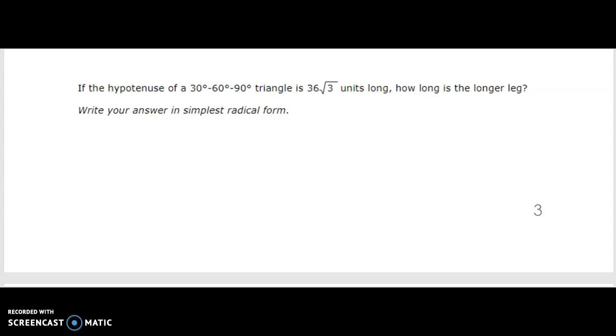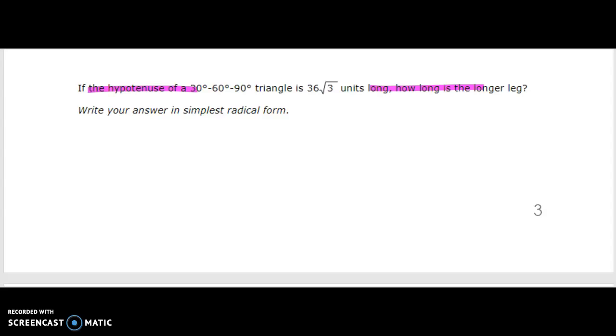Now we're going to have word problems and see if we can figure out where things are going to come from. So if the hypotenuse of a 30, 60, 90 triangle is 36 square root of 3 units long, how long is the longer leg? Write your answer in simplest radical form. So it's already told you, you have the hypotenuse and you're wanting the longer leg.